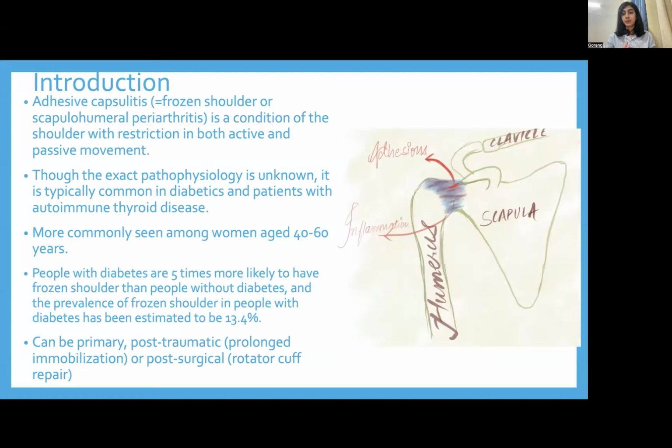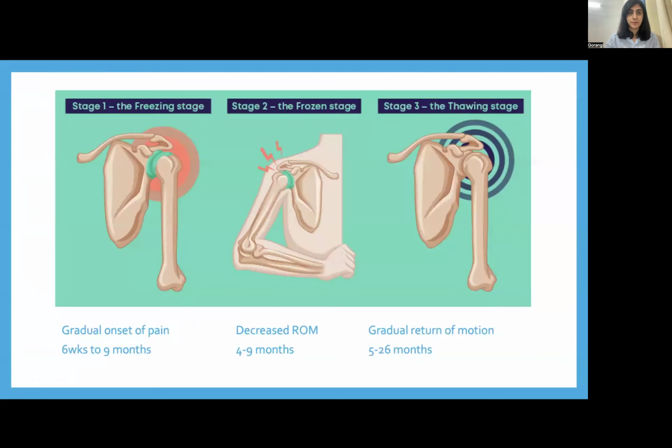It can be primary, post-traumatic, or post-surgical. And the primary underlying pathophysiology is that there is inflammation of the shoulder joint initially, which eventually ends up resulting in fibrosis of the shoulder joint, which causes decreased range of motion and impairment of the day-to-day activities of the patient. So coming to the clinical staging, there are 3 clinical stages described. Stage 1 is the freezing, stage 2 is the frozen, and stage 3 is the thawing.